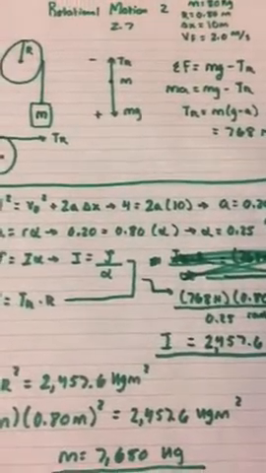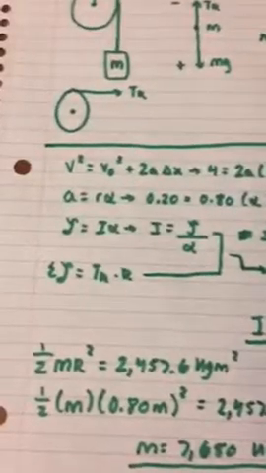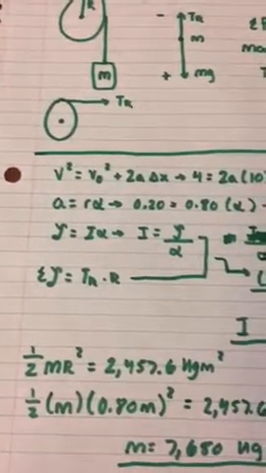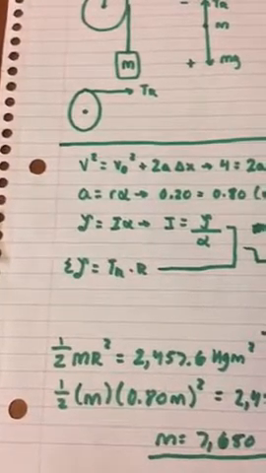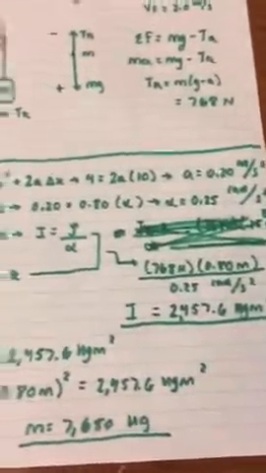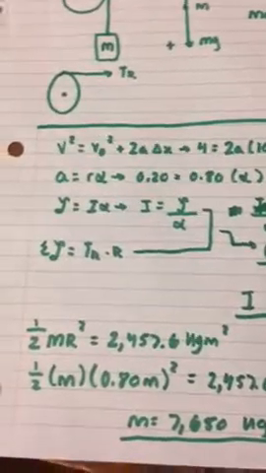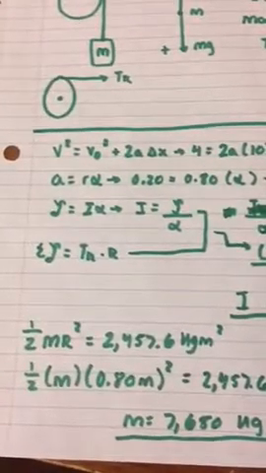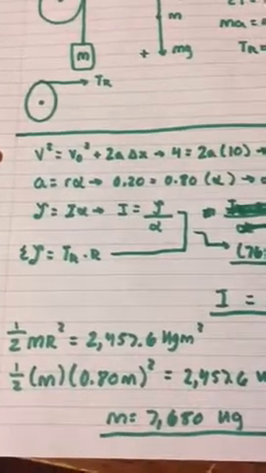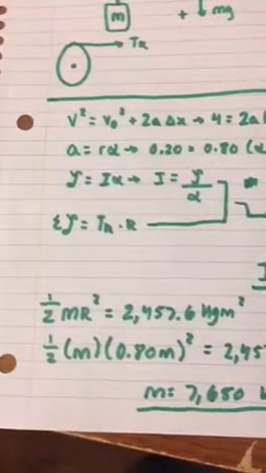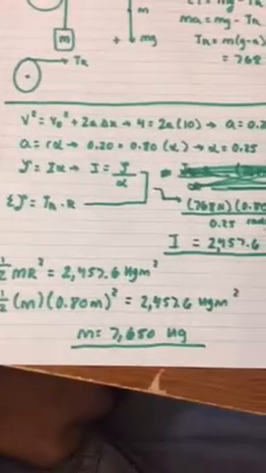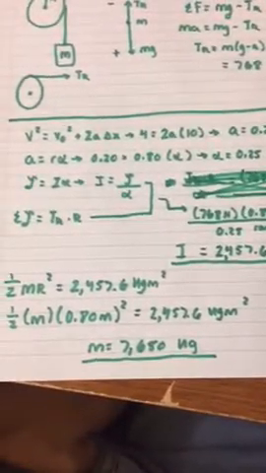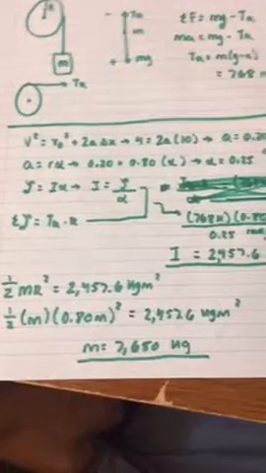Now that we know the moment of inertia and we've solved our first part, we also want to figure out what our mass is. Because this is just a huge, solid, uniform cylinder, it's going to have a moment of inertia equal to half m r squared. So plug in our I value: half m r squared is equal to 2,457.6 kilogram meters squared. Plug in our radius, which is 0.80 meters, and solve this equation for m, and you get 7,680 kilograms. Cool.